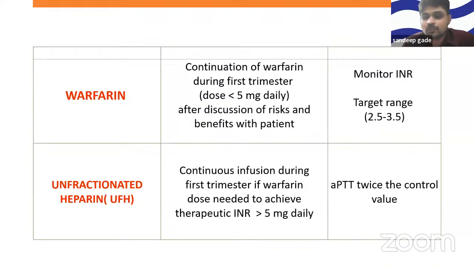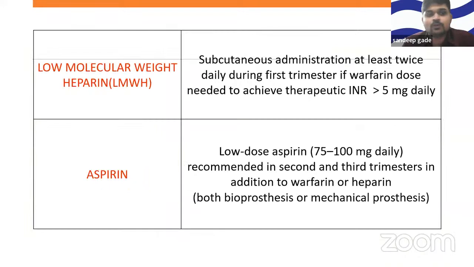Unfractionated heparin is monitored by APTT levels, which must be twice the control values. Low molecular weight heparin, which is administered subcutaneously at least twice daily in the first trimester, must be monitored by anti-factor 10A levels. But if it is not available, APTT can be used as a monitoring guide. Aspirin in the dose of 75 to 100 mg daily is recommended in the second and third trimesters in addition to warfarin or heparin.